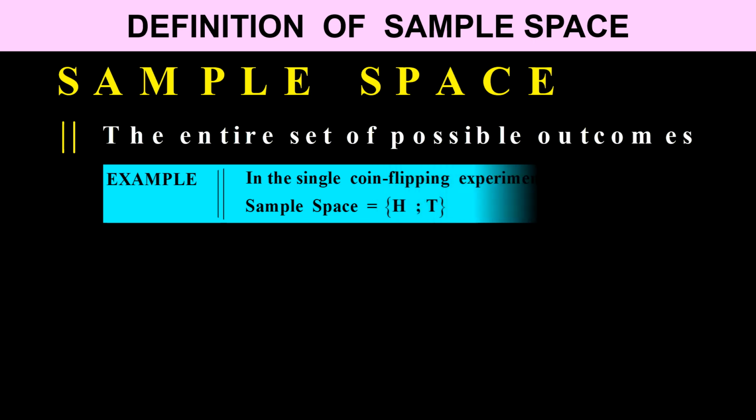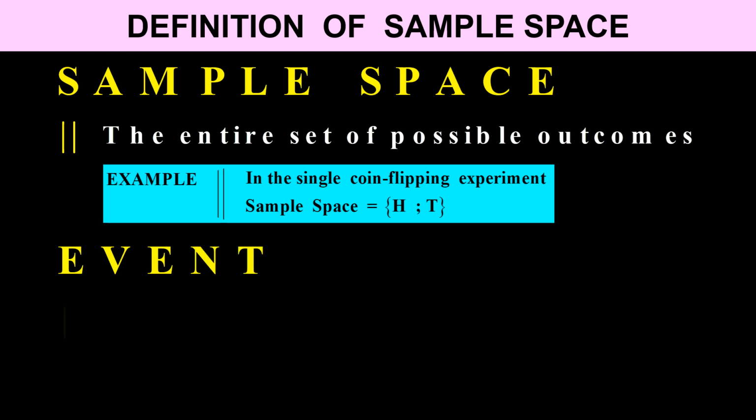What do I understand by sample space? It is the entire set of possible outcomes, right? For example, in a single coin flipping experiment, so in other words, when we flip a coin, the sample space can be heads, tails, right? So that is the sample space.